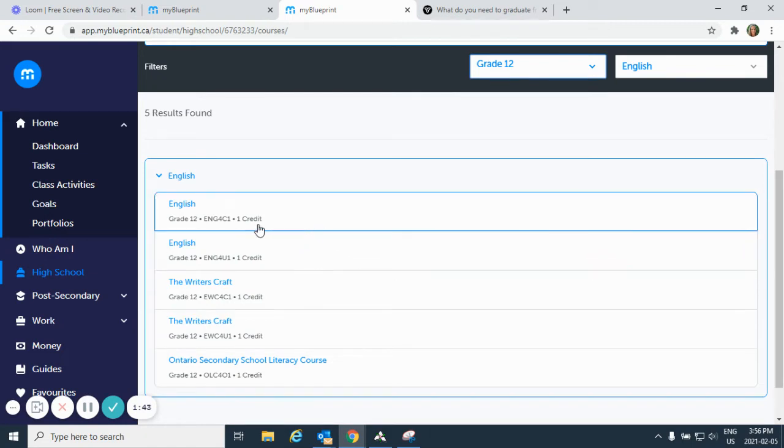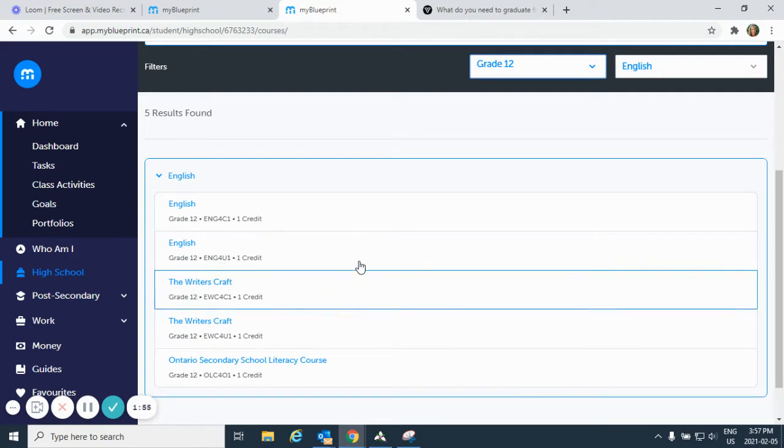In English, if you're headed to college, you're going to need to choose the grade 12 College English. If you're headed off to university, you would need to choose the grade 12 University English. In the English department, there are also some optional credits you could choose: Grade 12 College Writers Craft or grade 12 University Writers Craft. These are great courses for students who enjoy creative writing.